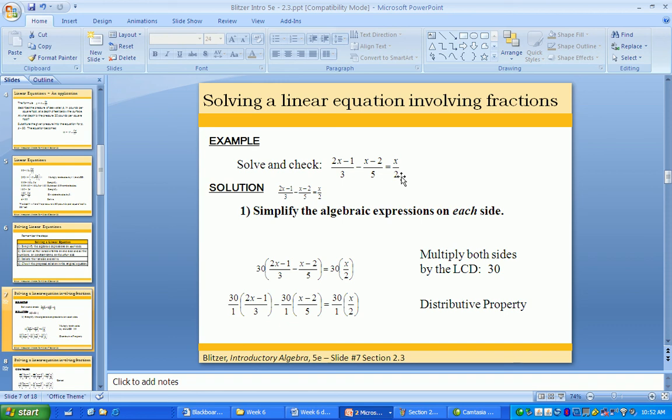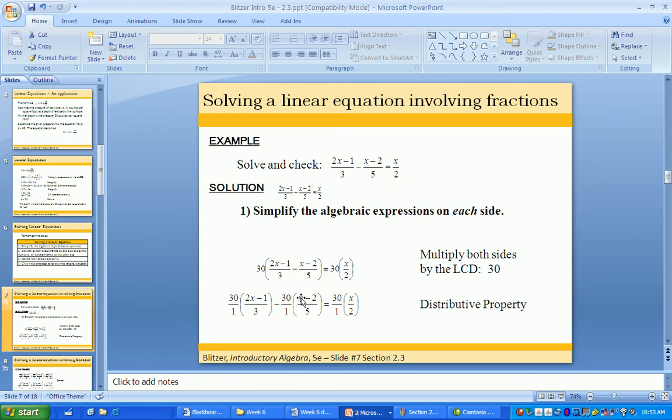But 2 doesn't mix with the 15, so we go one more up, and that's going to be 30. So we find out our common denominator is going to be 30. We'll multiply everything by 30. So 30 times this term minus 30 times this term is equal to 30 times this term. And we simplify that out.